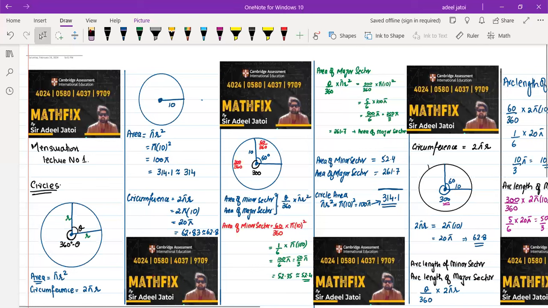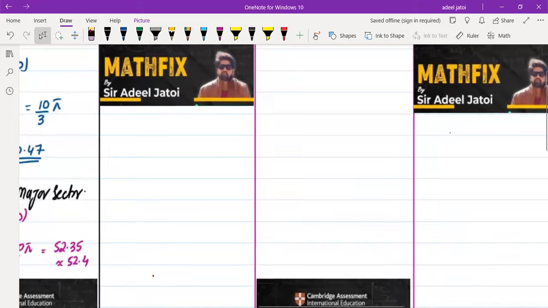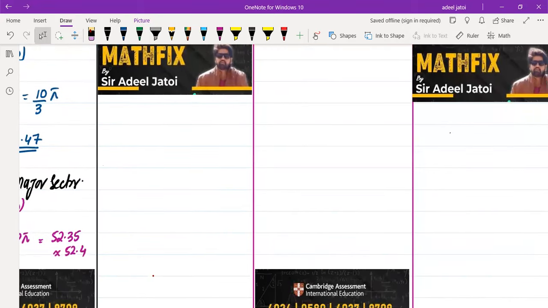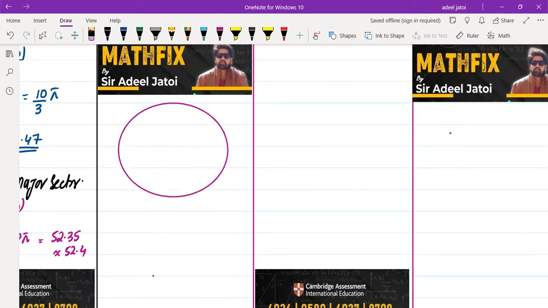We have done the area of the sector, that is minor and major. We have done the arc of the sector of minor and major. Before we move to the other part of the segment that is included in the circle, we need to understand the area of the triangle in the circle.